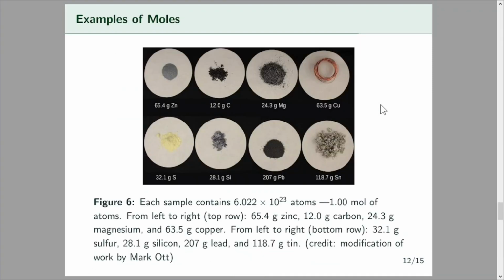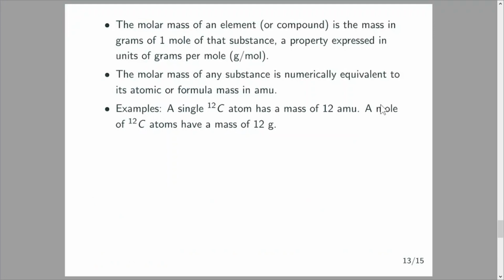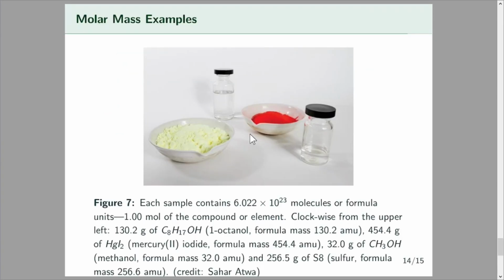So this is where I was here, and so I came down one screen. The molar mass of an element is just the mass in grams of 1 mole of that substance. And so you just take the mass in atomic mass units and write it in grams. And so a single carbon-12 atom has a mass of 12 atomic mass units. A mole of carbon-12 atoms has a mass of 12 grams. You can extend this to molecules. So each of these samples is a molecular entity, and it's a mole of each of those molecules.